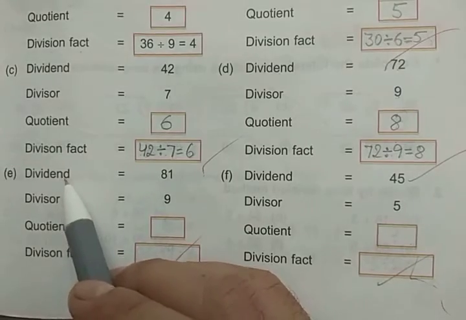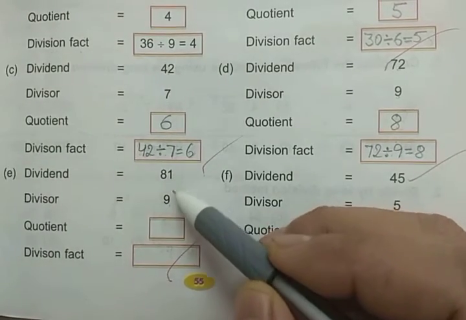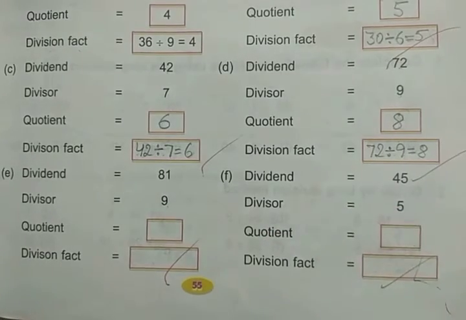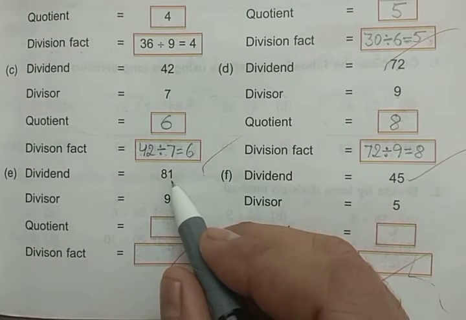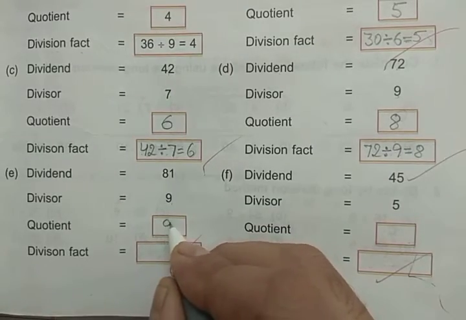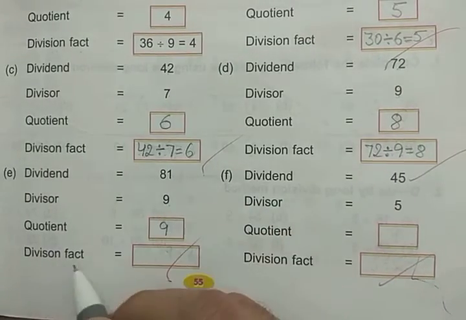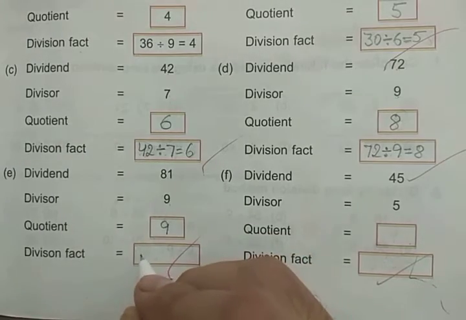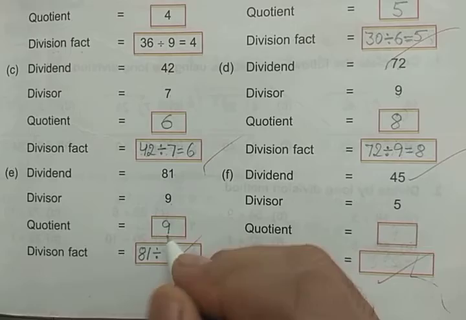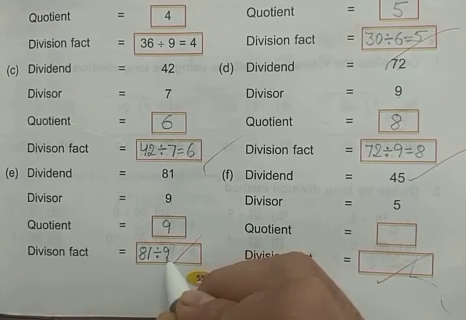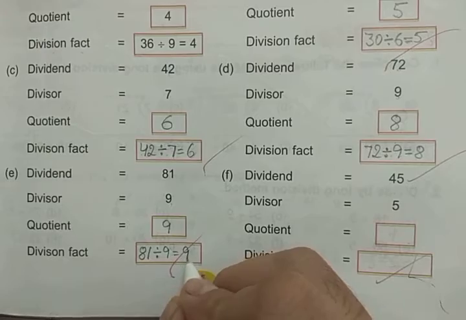Next one is dividend is 81, divisor is 9. So we have to divide 81 by 9. So recite the table of 9. So 9 nines are 81. We know 9 nines are 81. So quotient is 9. Now the division fact. So first of all we have to write the dividend, then the symbol of division, then divisor. 81 divided by 9 is 9. 9 nines are 81.